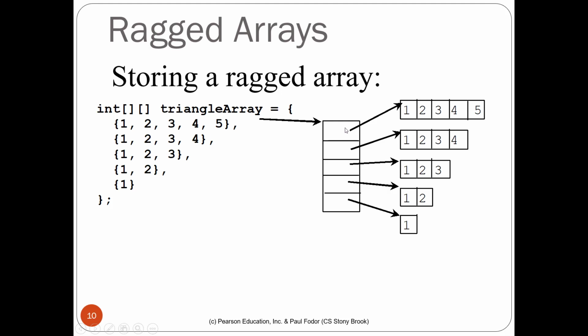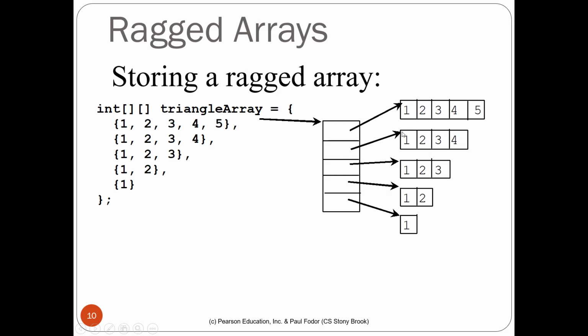Okay, and its reference is kept in the first row of your triangle array. Similarly, 1, 2, 3, 4, if you only consider the second row, ignore the first row and the remaining rows, then this is a one-dimensional array. Okay, so that's what we are showing in this figure.